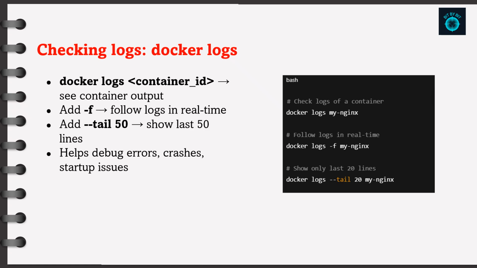First, docker logs my-nginx shows all logs for a container named my-nginx. If you want to watch the logs in real time, type docker logs -f my-nginx. This is very useful for web servers like Nginx or databases like Postgres, where activity happens continuously. To avoid scrolling through too much history, you can limit the output. For example, docker logs --tail 20 my-nginx shows only the last 20 log lines. With these options, you can quickly find and follow exactly the logs you need.